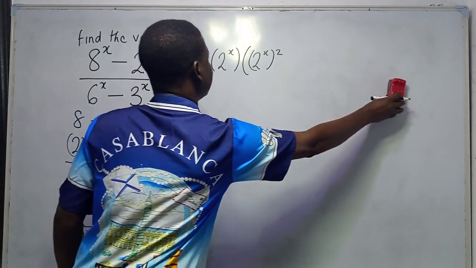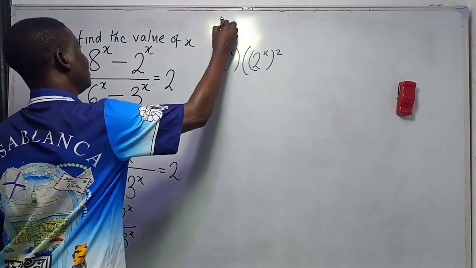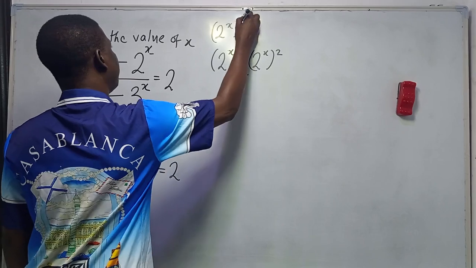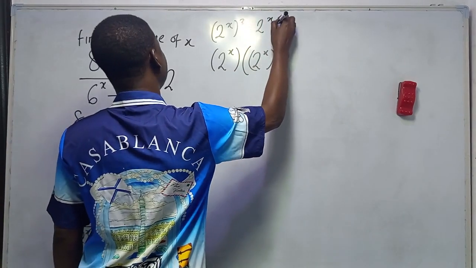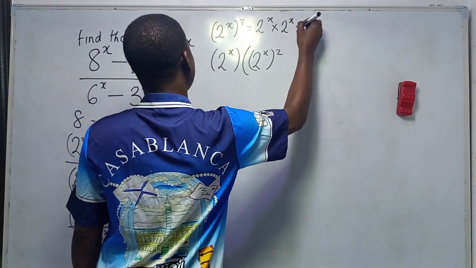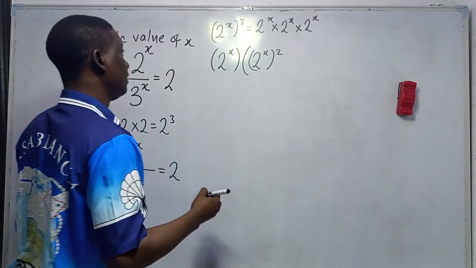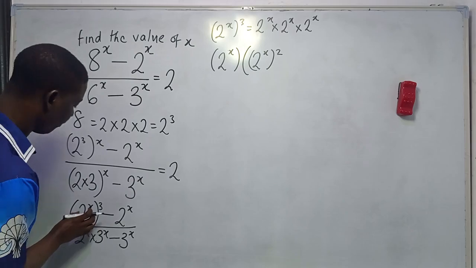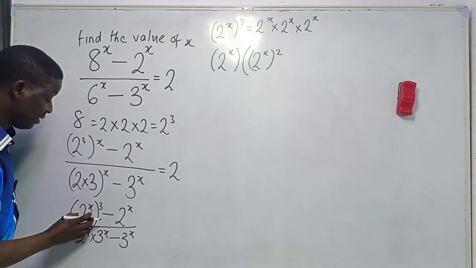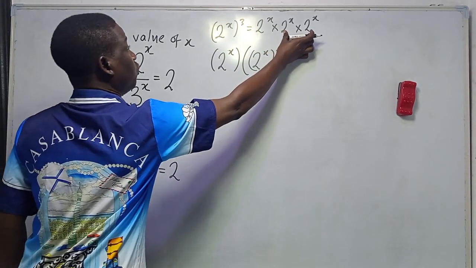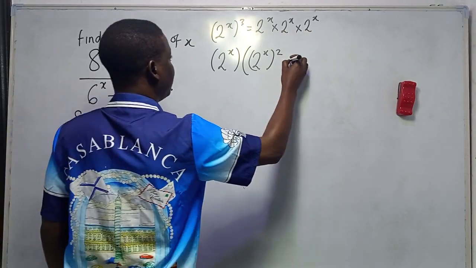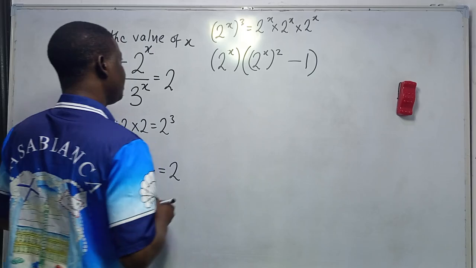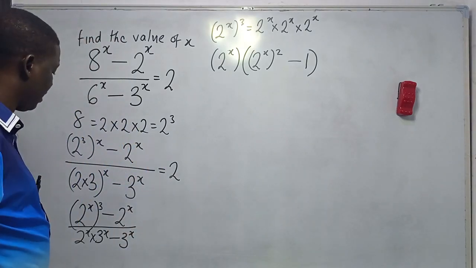Then don't forget that (2 raised to power x) to the power of 3 means 2 raised to power x times 2 raised to power x times 2 raised to power x, that is 3 times. So if you remove one out of this place, what will remain is 2 raised to power, that means this 2 that will be remaining, minus 1. Let me change my marker.